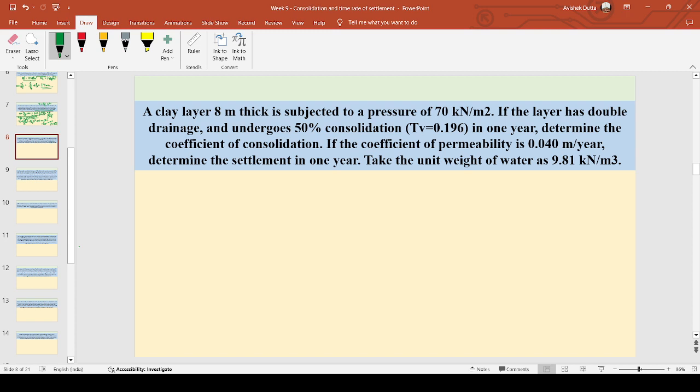You are being given the thickness, del sigma, that is the pressure increment. Time factor you have been given 0.196, time is 1 year, and K is 0.04 meter per year. So for double drainage, using the formula, that is TV equals CVT divided by H by 2 whole square, you can find out the value of CV. Find the value of CV. CV will be almost equal to 3 point.